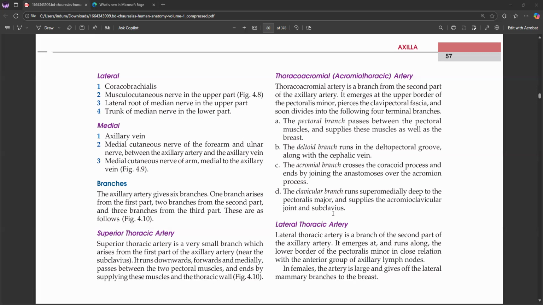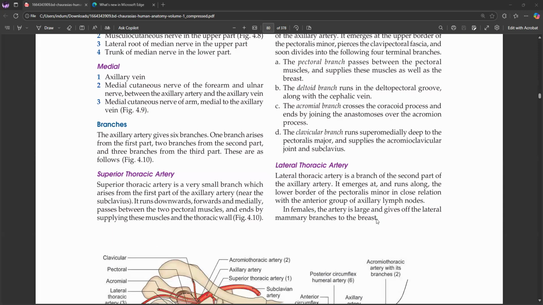breast. B. The deltoid branch runs in the deltopectoral groove along with the cephalic vein. C. The acromial branch crosses the coracoid process and ends by joining the anastomosis over the acromion process. D. The clavicular branch runs superomedially deep to the pectoralis major and supplies the acromioclavicular joint and subclavius.